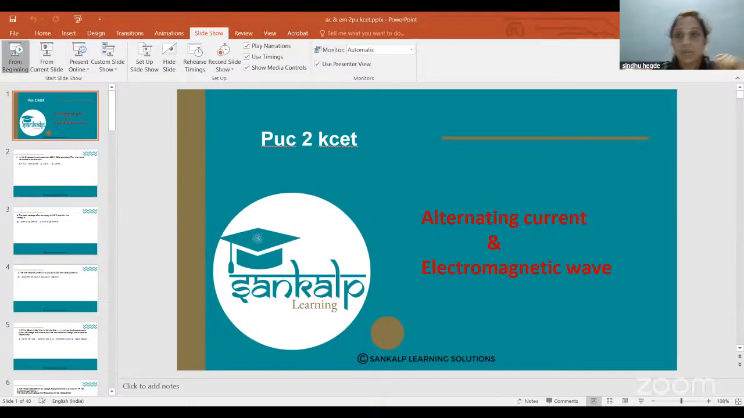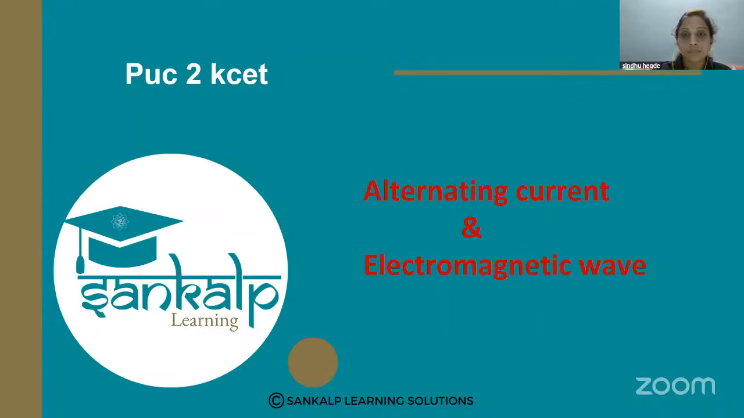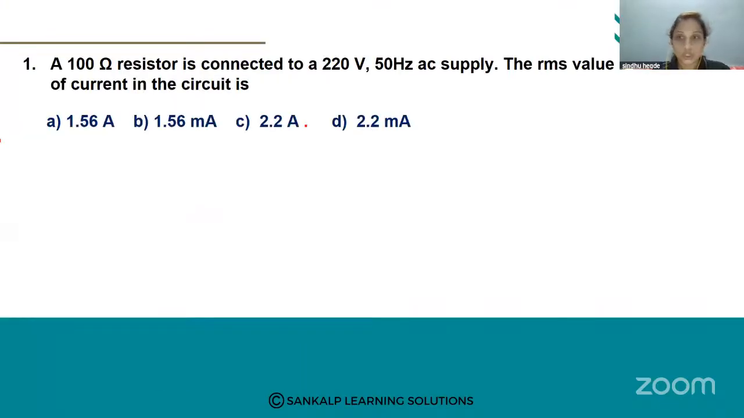We will see MCQ questions one by one. First question. A 100 ohm resistor is connected to a 220 volt 50 hertz AC supply. The RMS value of current in the circuit is: A, 1.56 ampere; B, 1.56 milliampere; C, 2.2 ampere; and D, 2.2 milliampere. Students, first you have to read the question carefully.